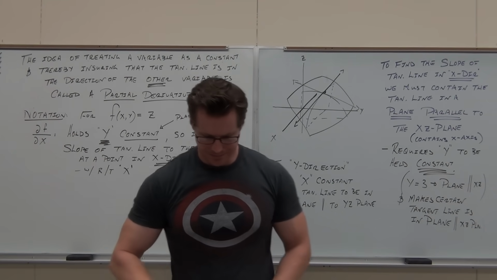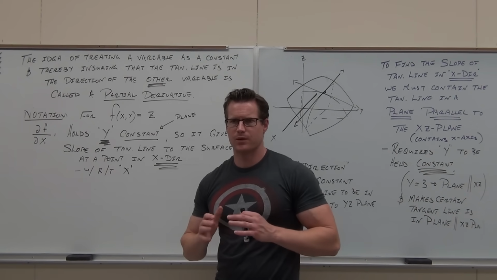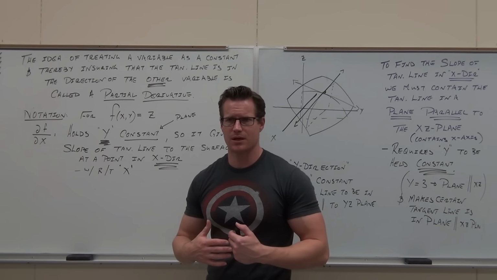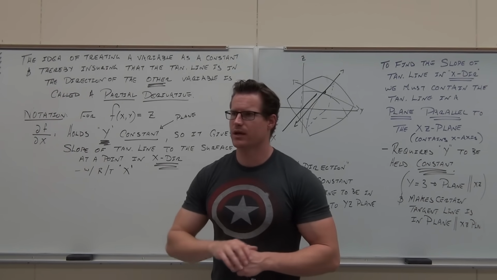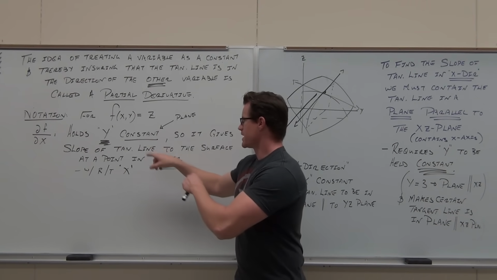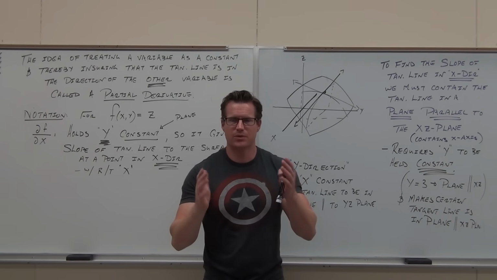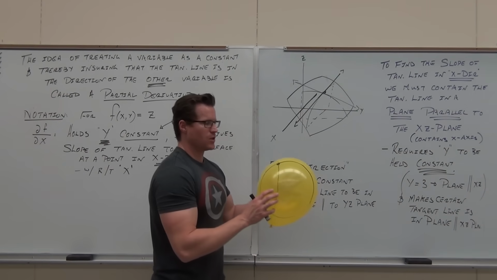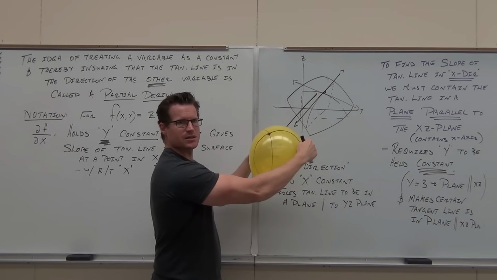That, my friends, ladies and gentlemen, is the entirety. When you do a partial, you're holding a variable constant. When you do a partial with respect to x, you're holding y constant. It's creating a plane, level curve, tangent line. It's still a slope of the tangent line. It's still to the surface. It's still at any point, but please note, it's still at any point as long as it's on that curve. Does that make sense? That's what's happening.